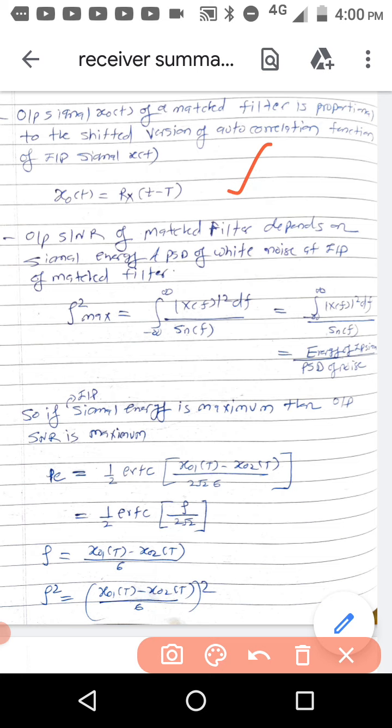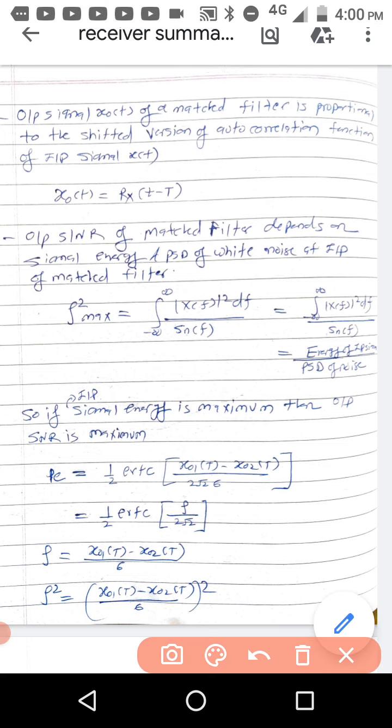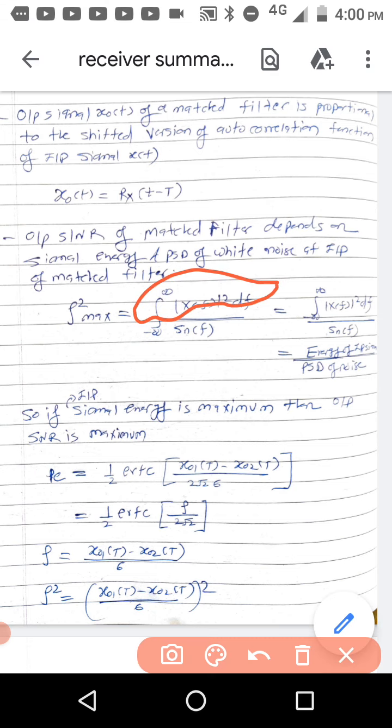Then output SNR of the match filter is nothing but the ratio of the energy of the input divided by the PSD of the noise. Energy of the input divided by PSD of noise.